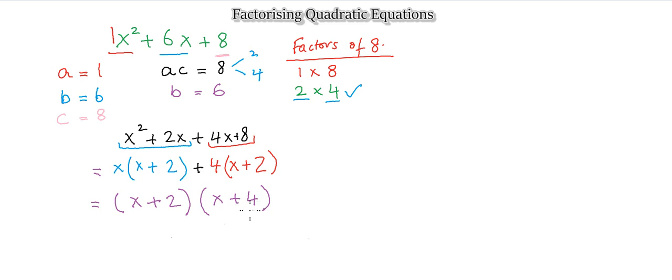And there we have it, we have factorized this quadratic equation into x plus 2 and x plus 4. Now, if we were to expand these two brackets, you shall get exactly the same thing as x squared plus 6x plus 8. So there we have it.